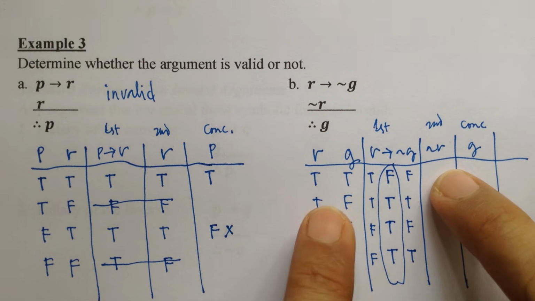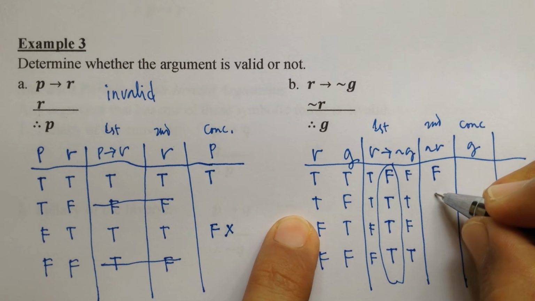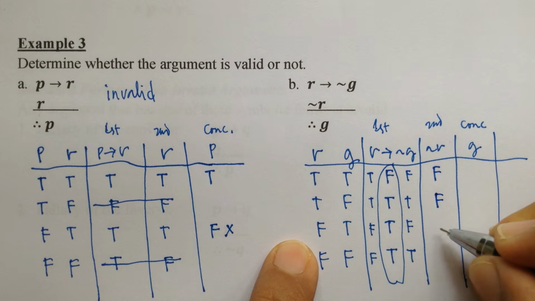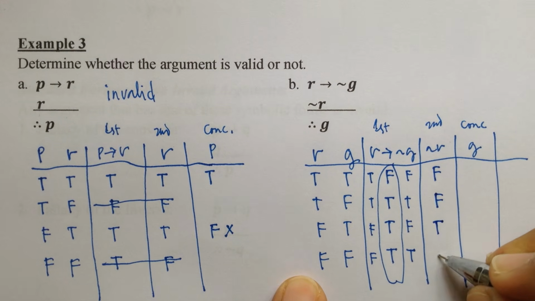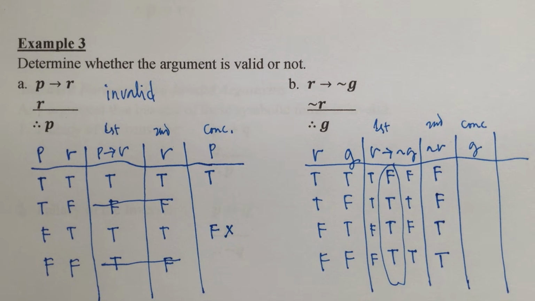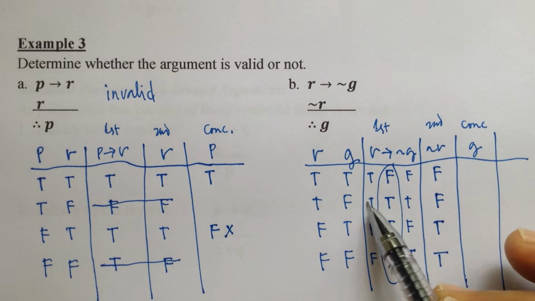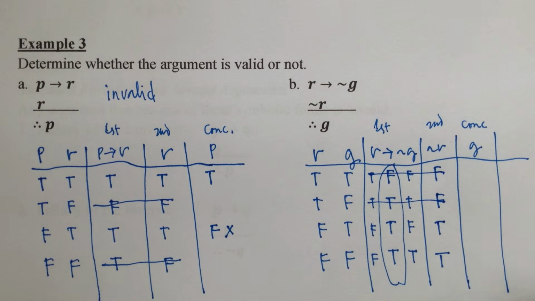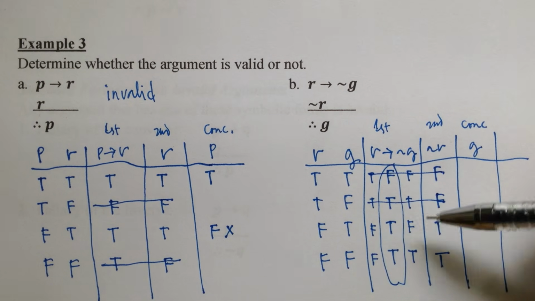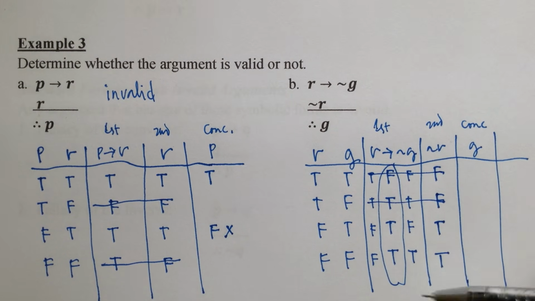Your second premise is negation of R. Your R here is true, so this is false. This is false. This is true. This is true. And then we eliminate those rows where one of the premises is false. We have only two rows where your premises are true, so these are called critical rows.